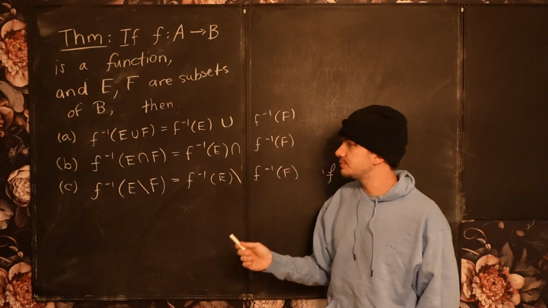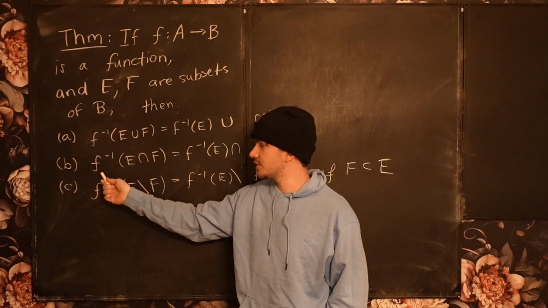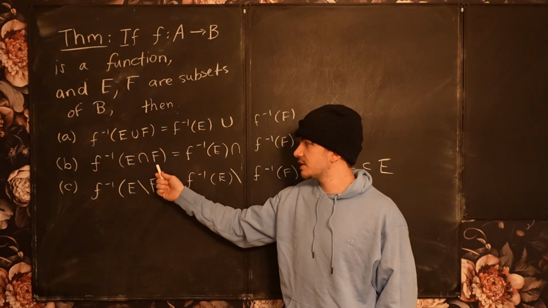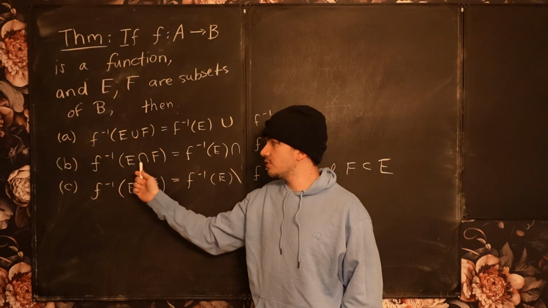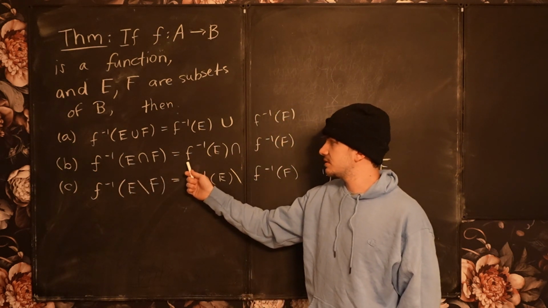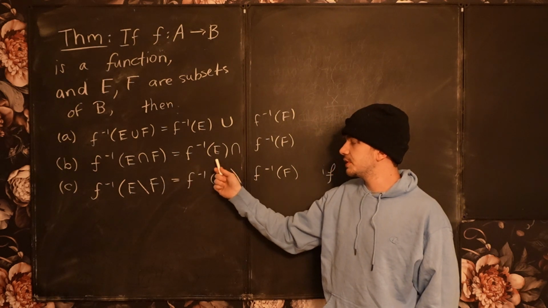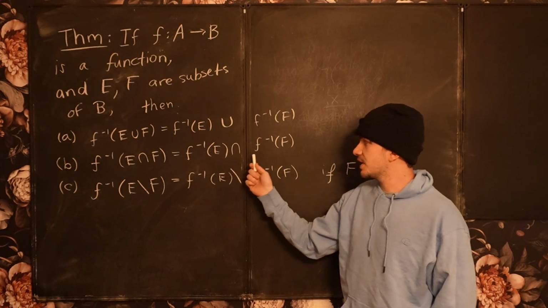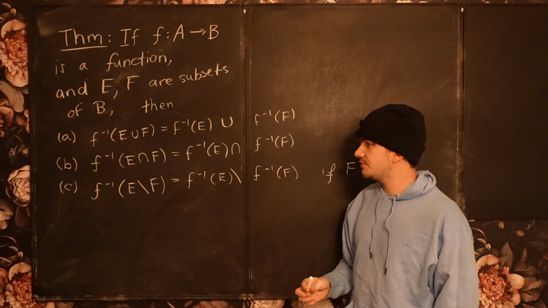Part B states that the inverse function applied to the set E intersect F. Also, the inverse commutes with the intersection in the sense that this expression is equal to the set f inverse of E intersect the set f inverse of F.